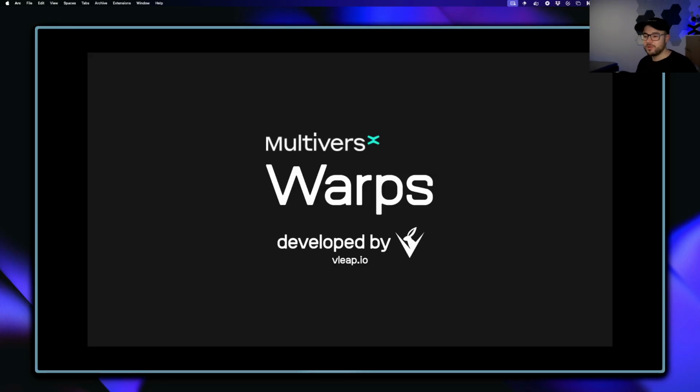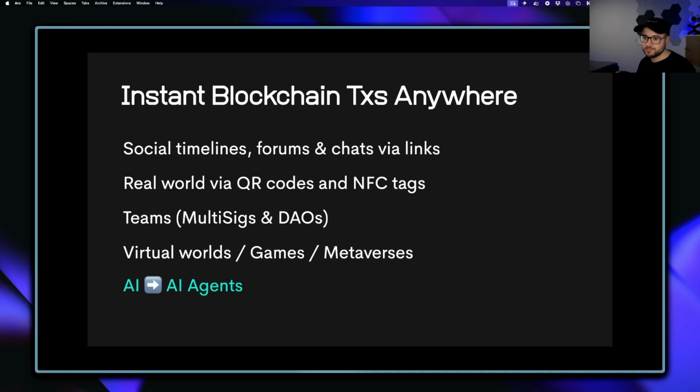Can you explain what warps are and how they work under the hood? So yeah, let's dive in. Warps are instant, or in the shortest form, instant blockchain transactions anywhere. Anywhere because they can be shared via simple links, on social timelines like X, forums, chats, DMs, whatever.